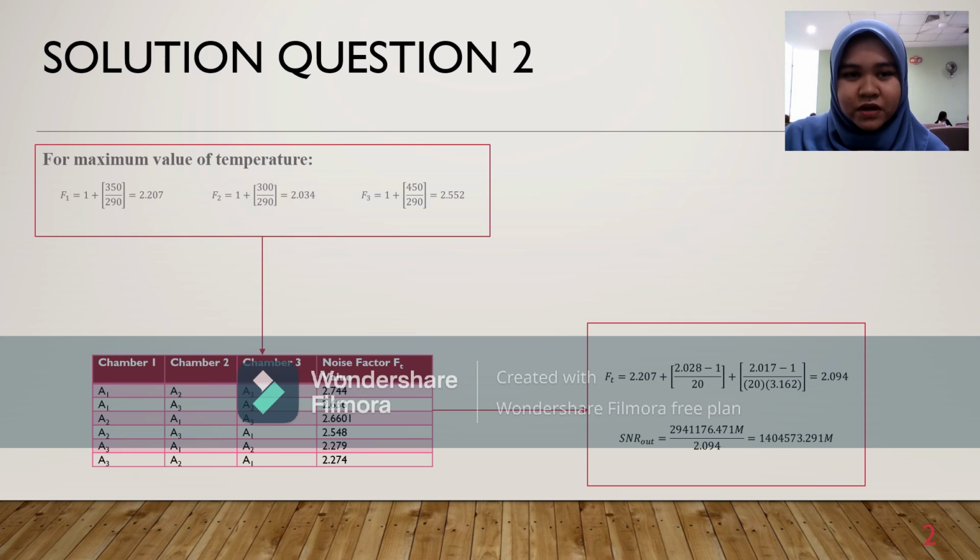Thus we choose the minimum temperature with A3, A2, and A1 as the total noise factor. We put the value in the SNR out formula, which is SNR out equals SNR in over the total noise factor. So here we get the answer for question number 2.